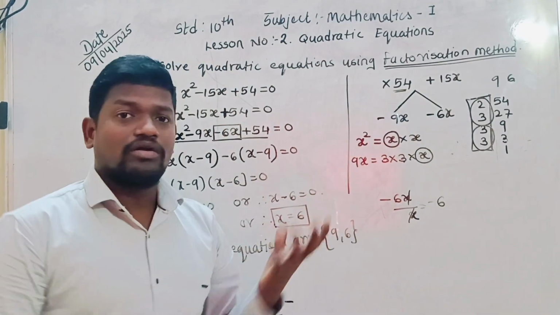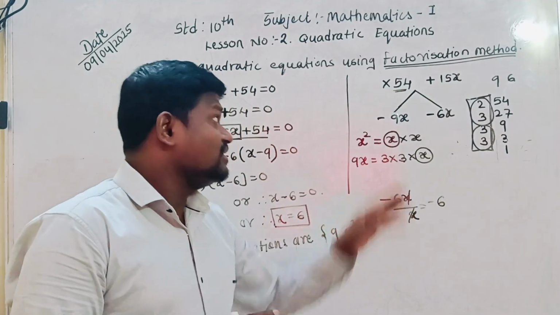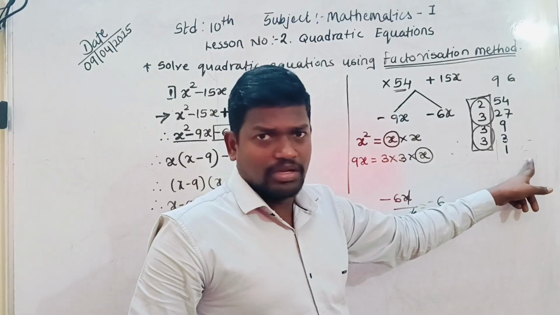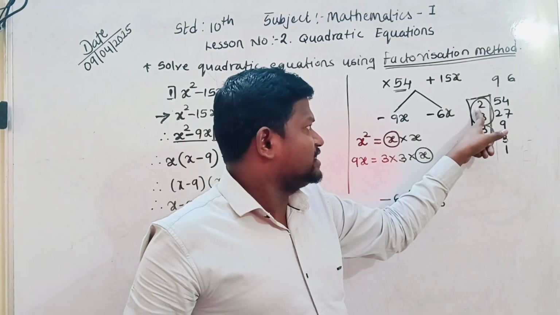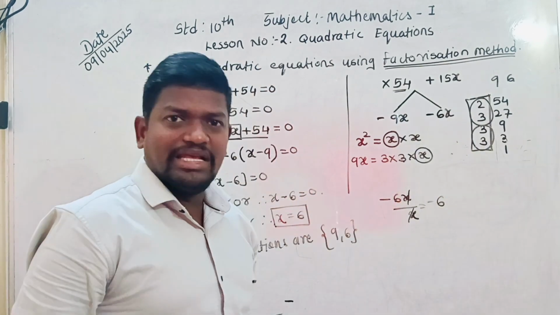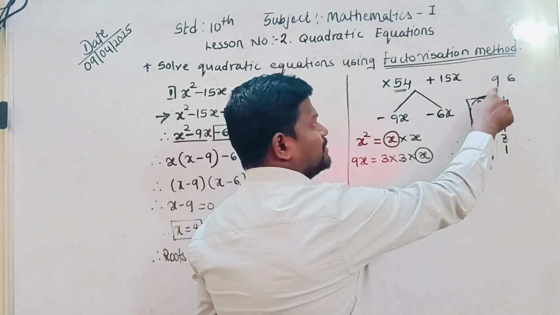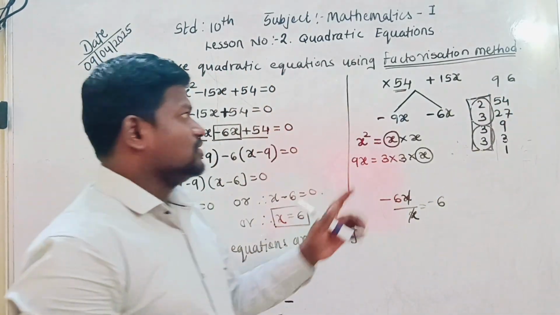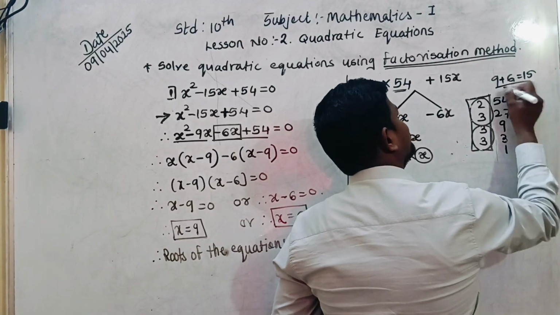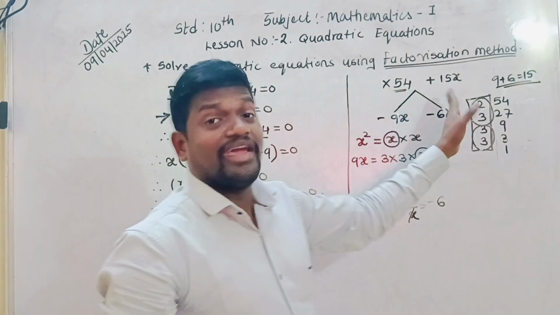Then we have to find two new factors that add up to 15. For this we factorize 54. Then we get factors 2, 3, 3 and 3. After jumbling the numbers, 3 into 2 we get 6, and 3 multiplied by 3 is 9. First check: 9 plus 6, we get 15. So our two new factors are 9 and 6.